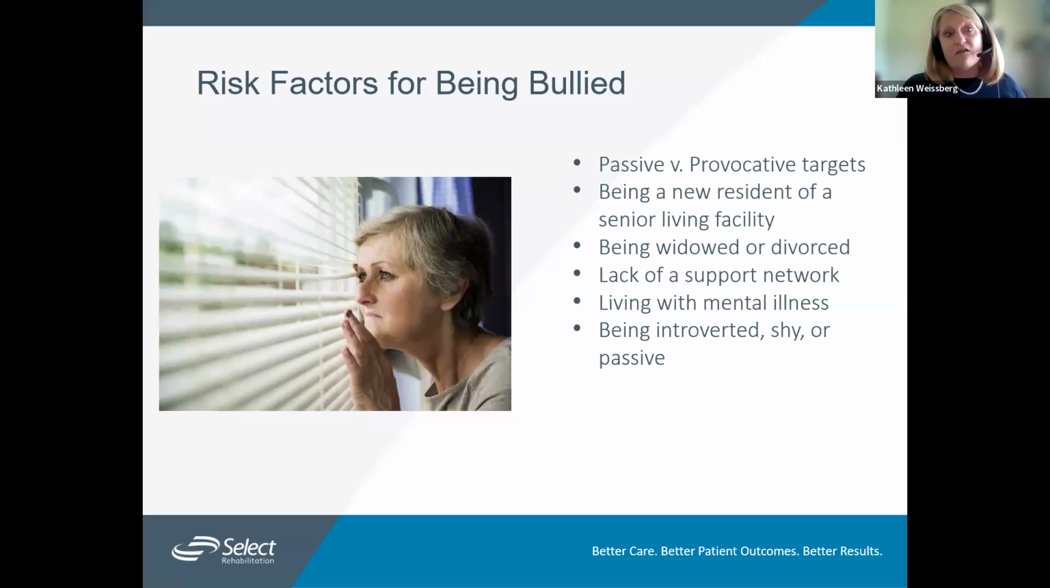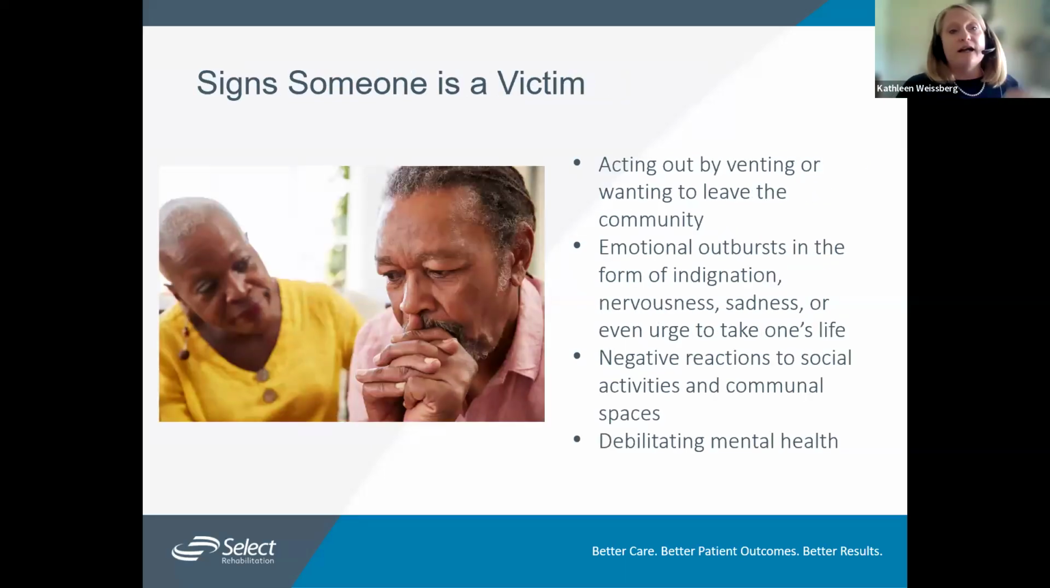And then that provocative target, who is a little more needy, a little clingy. And again, it's not their fault. The bully just doesn't know how to deal with that behavior. They could be widowed, they don't have a support network, they could be living with mental illness, depression, they could have some sort of mild cognitive impairment, developmental delay, what have you. And then these are the signs that someone is a victim. You can certainly read these, but it's not always easy to tell.